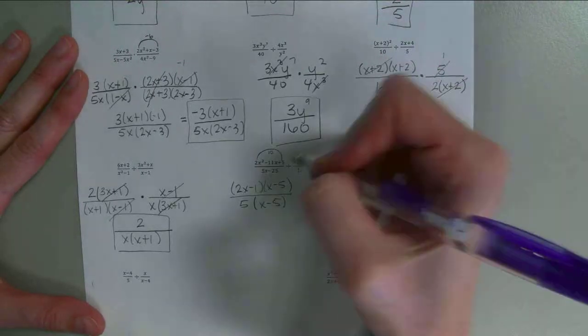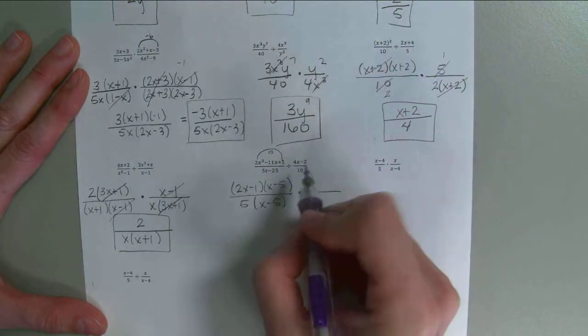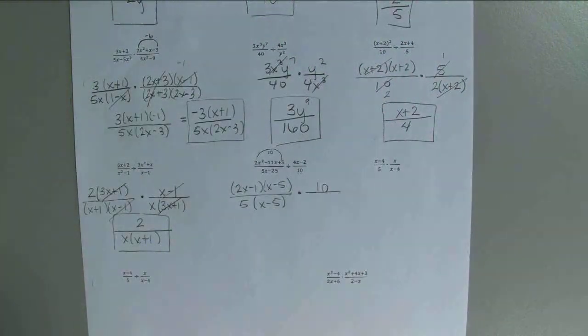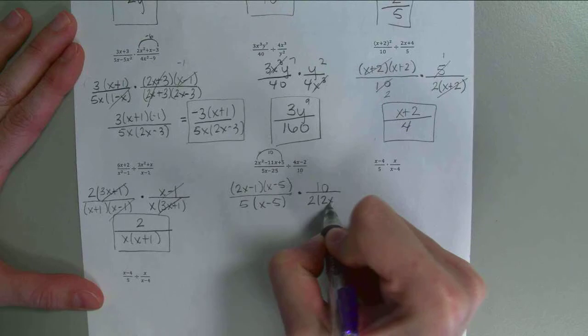Since it's division, what are we going to do? Change it to multiplication and flip. The 10 that was on the bottom is now a 10 on top. And what can you take out of 4x minus 2? What do they share? A 2. So the 4 divided by 2 leaves you with a 2x minus 1. Does that look good?